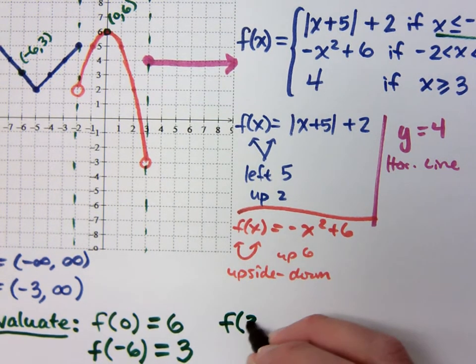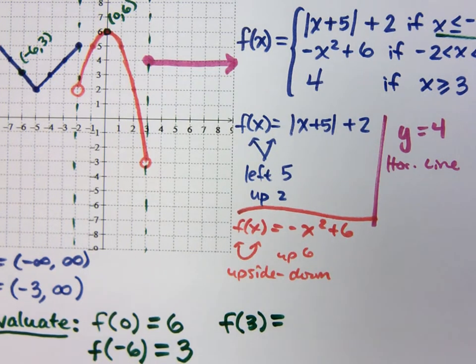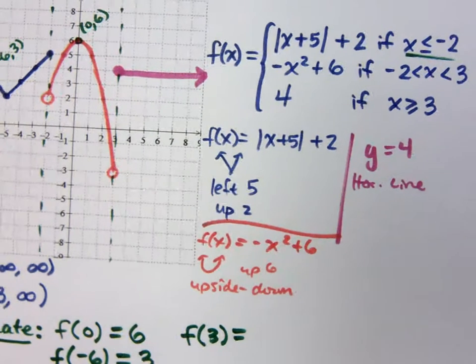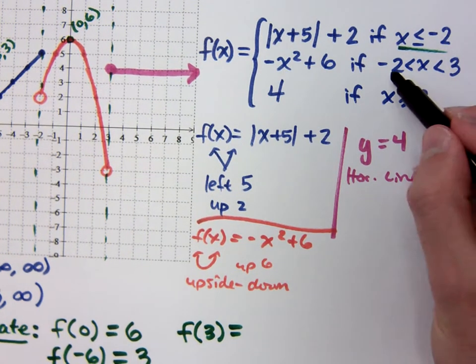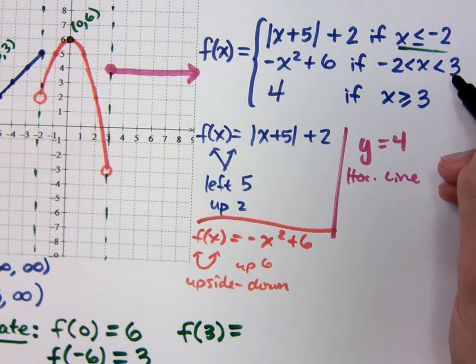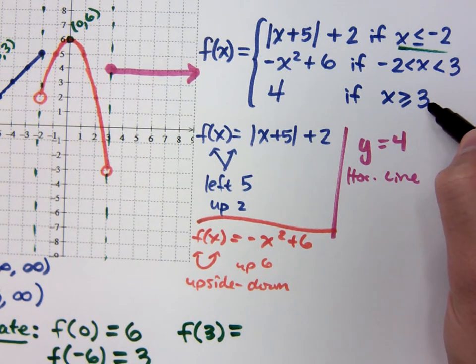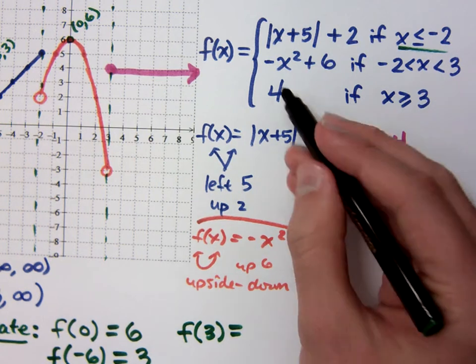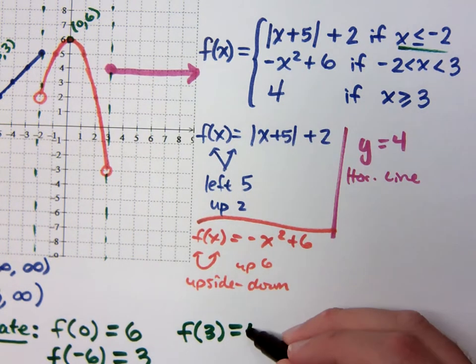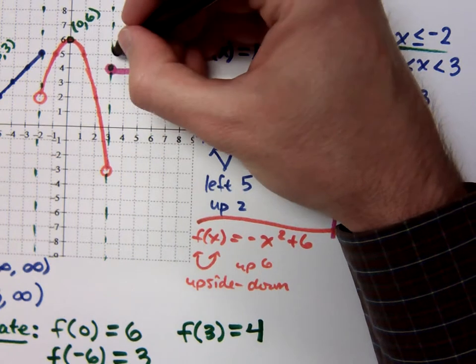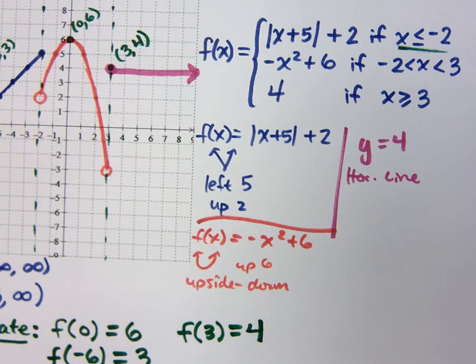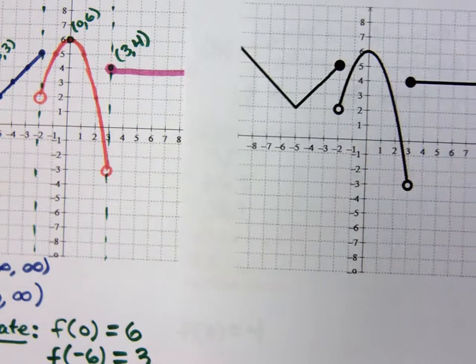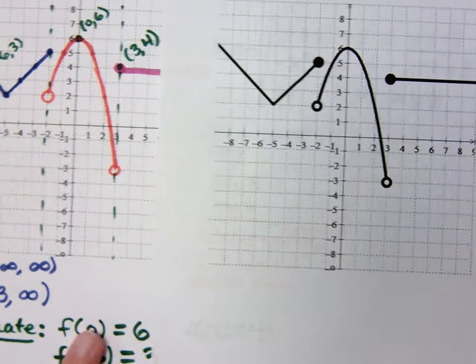What is f of 3? Who takes the value of 3? Is 3 less than or equal to negative 2? No. Is 3 between negative 2 and 3? No. Is 3 greater than or equal to 3? Yes. So you plug in 3 here, what do you get? You get 4. And you see, you actually have this point here: when x is 3, y is 4. You check, and we have the same thing.